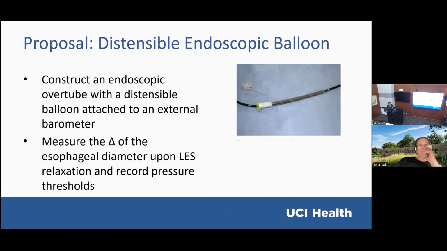So one of the thoughts I had was we create an overtube that slips over the scope with a distensible balloon, and we measure the delta of the esophageal diameter as we insufflate the stomach and see exactly the point where that lower esophageal sphincter relaxes, to get an adjunct measurement of how at risk this patient is for reflux disease just on their endoscopy procedure, without having to do that 96-hour Bravo test and pH, which takes 4 days to come back.